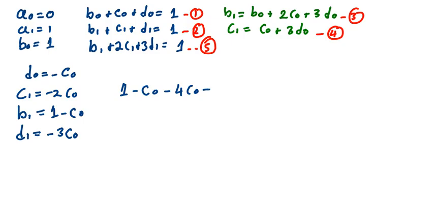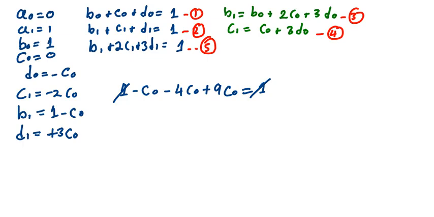Is it going to be a plus or a minus? Okay, this is supposed to be a plus. Sorry, not a minus. So this would be plus 9 c naught is equal to 1. So this cancels and that cancels. So just by doing that, I obviously have that c naught is equal to 0.